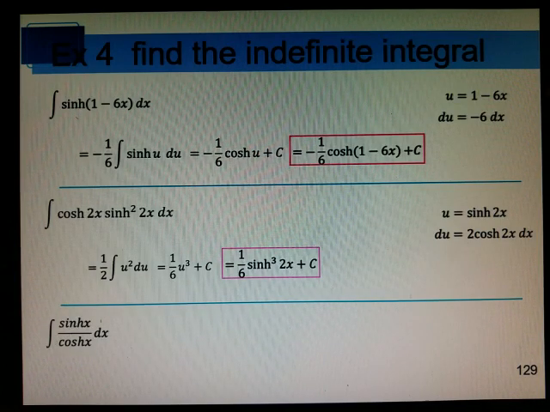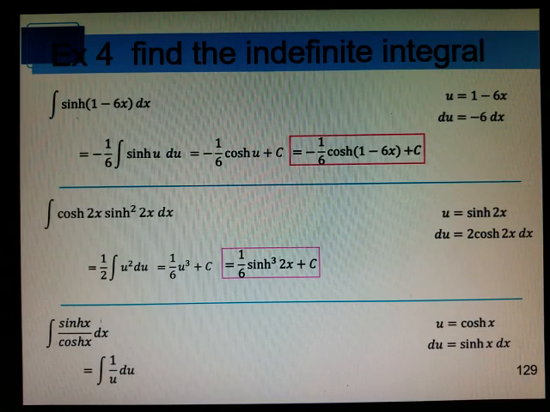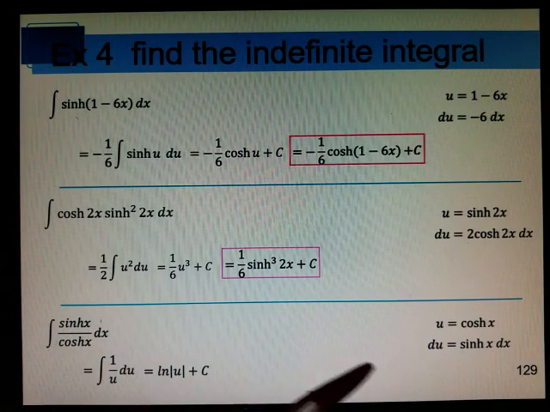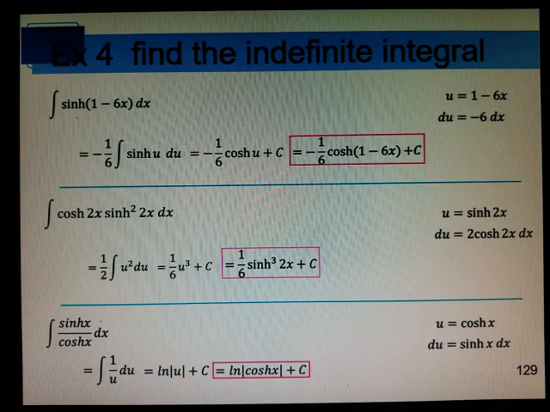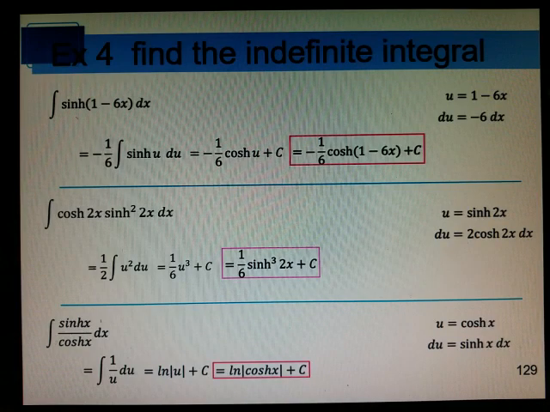The integral this time. So if I let u equal the denominator, then the du happens to be what's in the numerator. So I have du over u. If I have du over u, the integral of du over u would be the natural log of the absolute value of u. So that would mean the natural log of, plug back in for your u, the hyperbolic cosine of x, and then plus c.